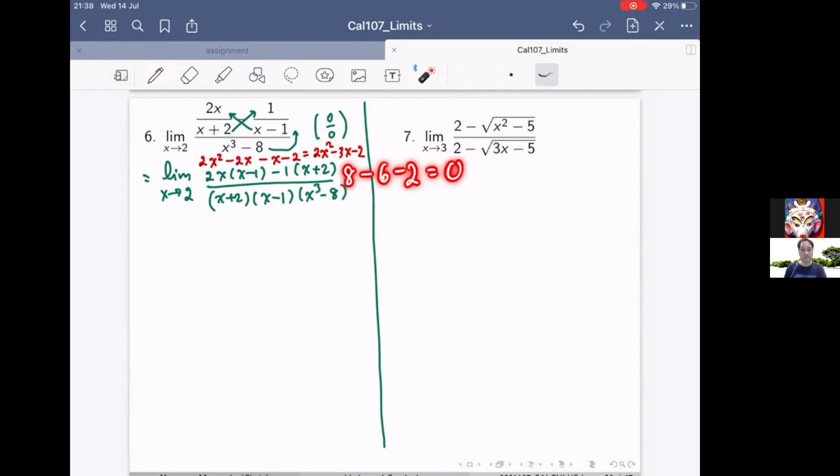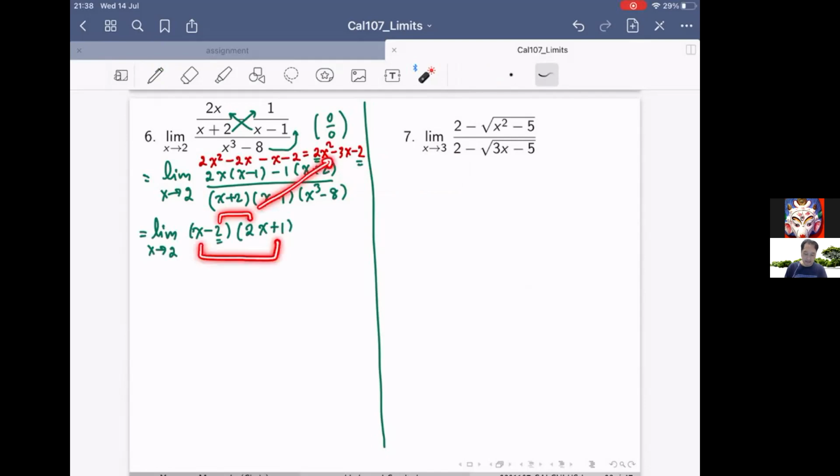So what does this mean? The one on top has x minus 2 as a factor. So you get x minus 2, and because here is a 2, you have 2x plus 1, because this is already 2. Here you have negative 4x and 1x, so you get negative 3x, over this whole thing.